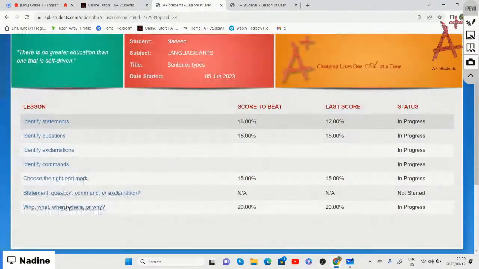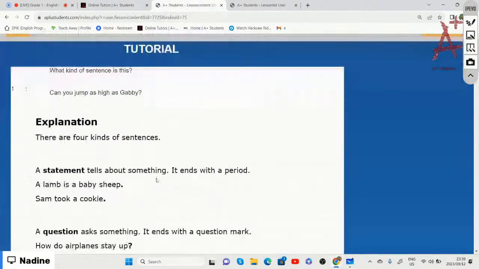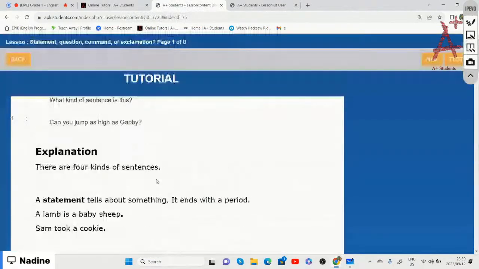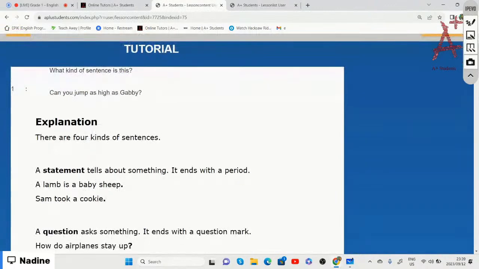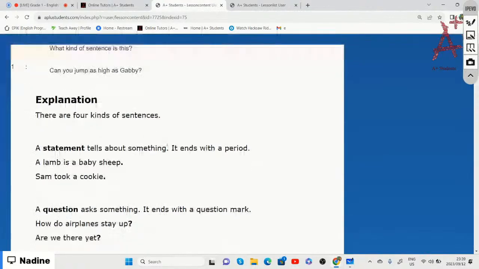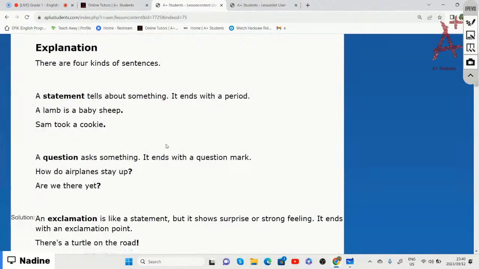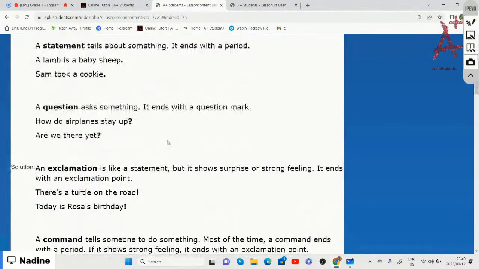And lastly, we're going to the lesson of, is it a statement, question, command, or exclamation? We explained the 4 different types of sentences. A statement tells us about something and it ends with a period. Then a question asks something and it ends with a question mark.